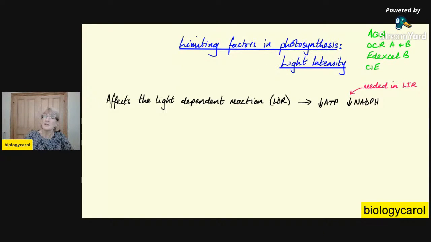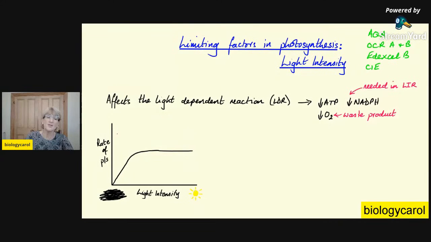So if the light intensity decreases, there is going to be a decrease in ATP and a decrease in NADPH. And there might be a decrease in oxygen. But just remember that oxygen is a waste product. The plant couldn't care less about it. It doesn't need it for anything. And it's certainly not needed in the light independent reaction, i.e. the Calvin cycle. So here is your classic graph for the effect of light intensity on the rate of photosynthesis.